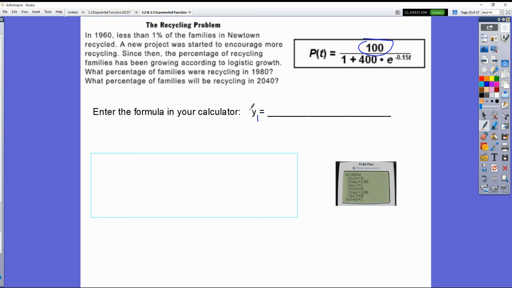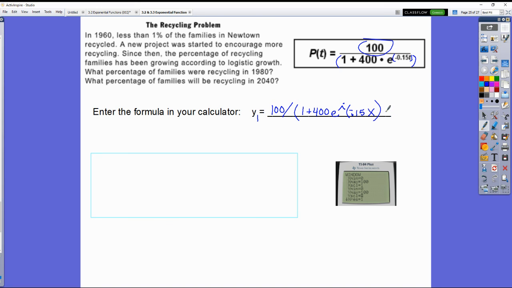All right, so I just wanted you to see what this looks like in your calculator. In your y equals screen, press y equals, and you're going to type this in. Make sure that you put parentheses around your entire denominator, and after the e, you probably need another set there. So when you type it in, it's 100 divided by parentheses 1 plus 400 times e to the negative 0.15 x, because your calculator doesn't really have a t. We're just going to use x anytime it has a variable in the calculator. Okay, I want to see this.